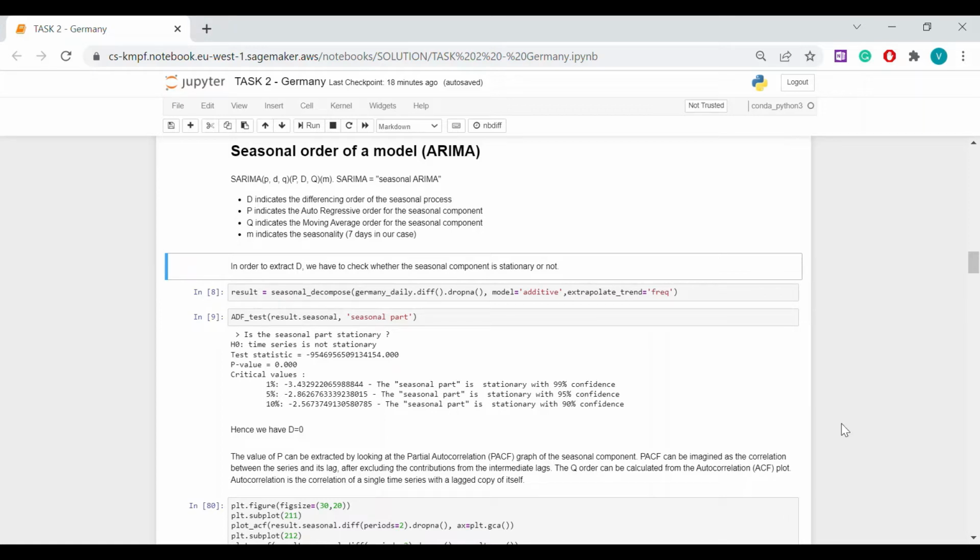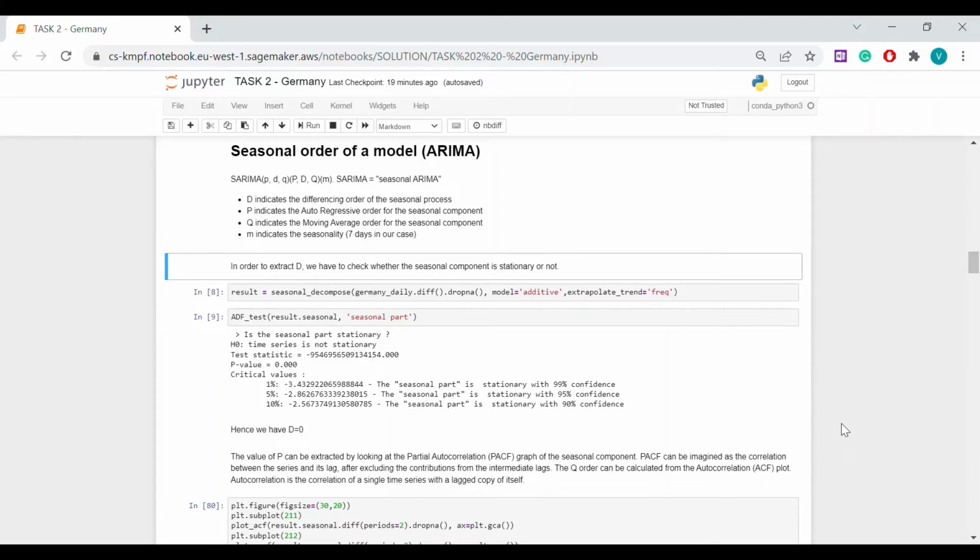Since we have the seasonal time series, it is better to use the SARIMA model, or seasonal ARIMA model. The SARIMA model has 7 parameters: P, D, Q as in the previous case, capital P, capital D, capital Q, and M. Parameter M indicates the seasonality of the time series. Since we have weekly seasonality for the German prices, our parameter M would be equal to 7 days.